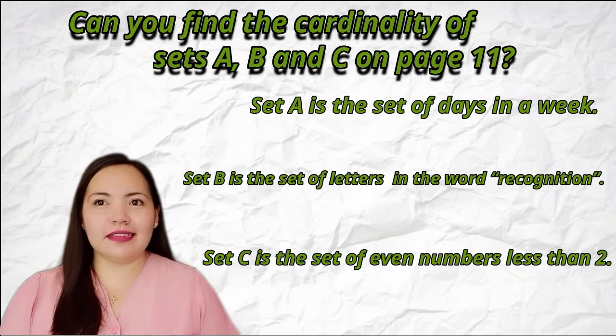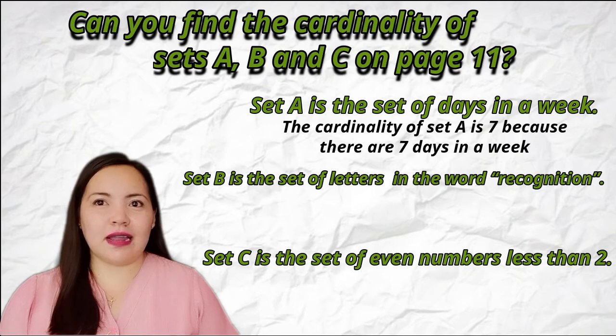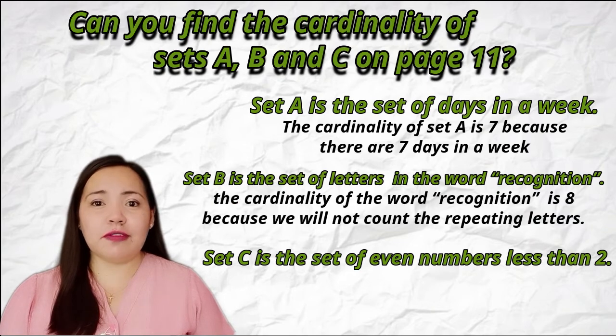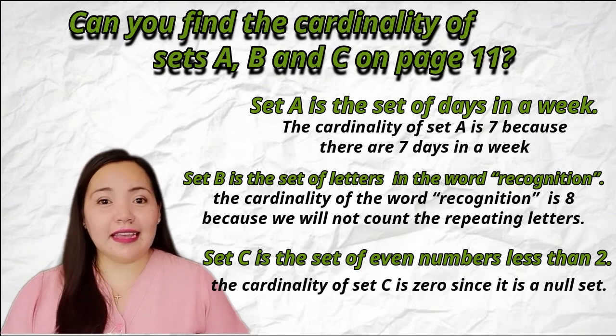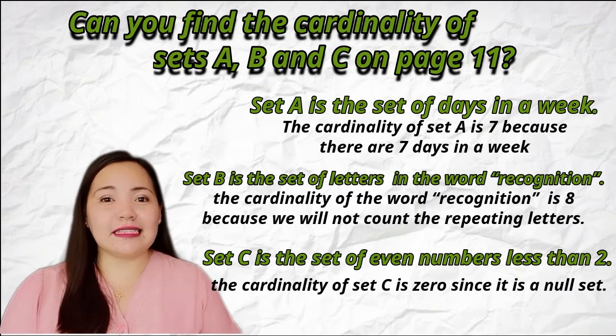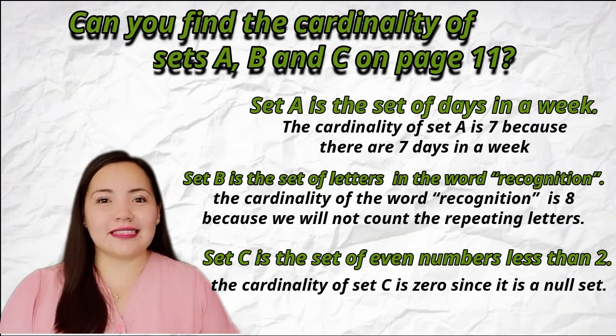The cardinality of set A is 7 because there are 7 days in a week, while the cardinality of the word "difficulty" is 8 because we will not count the repeating letters. And the cardinality of set C is 0 since it is a null set.